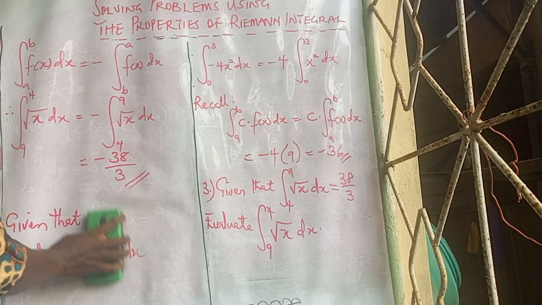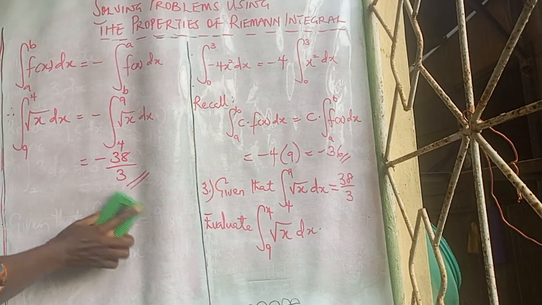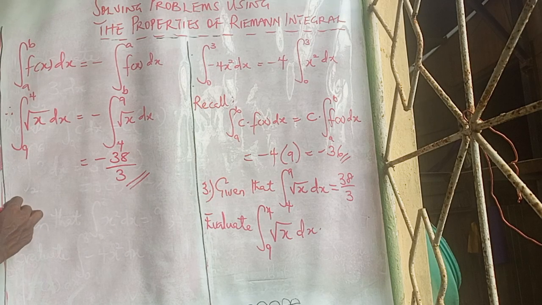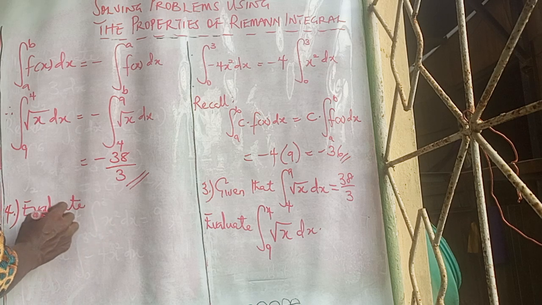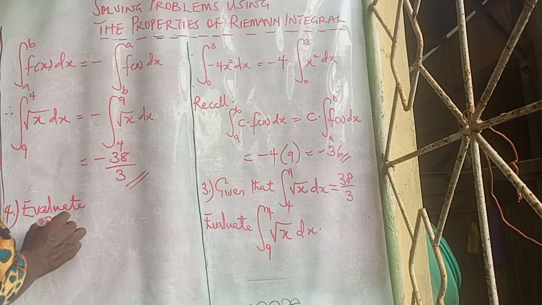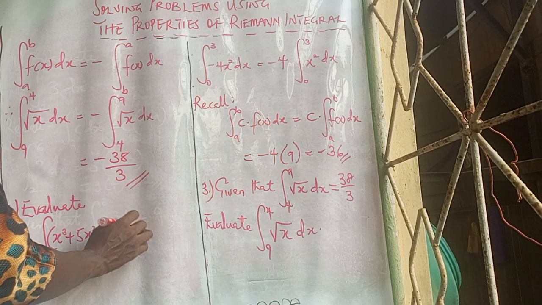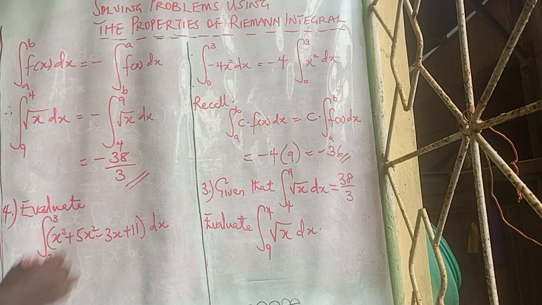Another example, remember we are looking at what? Solving problems using the properties of Riemann integral. Look at the fourth example. Evaluate the integral of x cubed plus 5x squared minus 3x plus 11 dx over the interval 3 to 3.